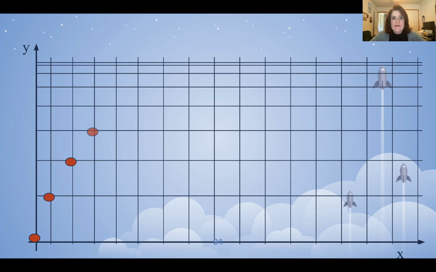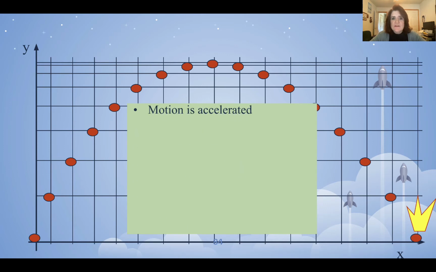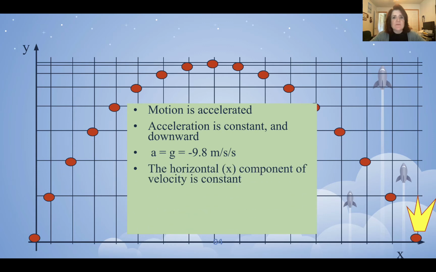Then you have to realize that now you're looking at an xy graph. And that xy graph is going to be a perfect parabola. And the motion is accelerated. However, acceleration is constant and it's always down. Acceleration is always a negative 9.8 meters per second per second.